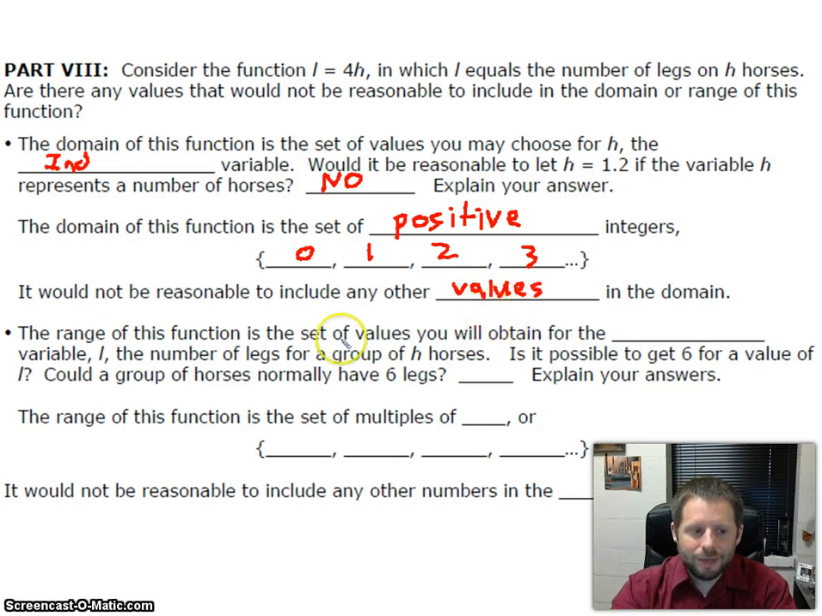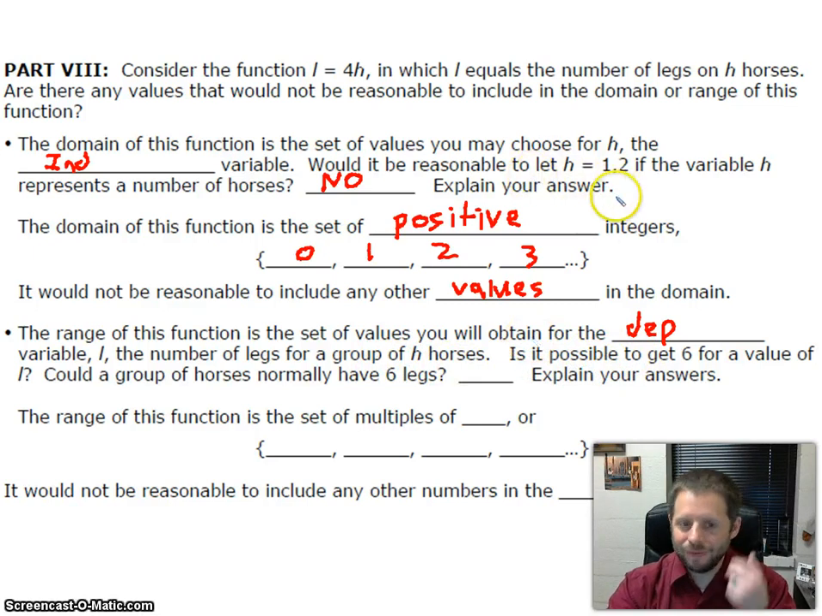Based on our domain, the range of this function is the set of values you will get for the dependent variable L. Again, I'm going to abbreviate this DEP: the dependent variable L, the number of legs for a group of h horses. So is it possible to have 6 as your value for L? No, because each horse has 4 legs. If you have one horse, you have 4. If you have 2 horses, you have 8. You're not going to have a combination that gives you 6 legs. So the answer is no.